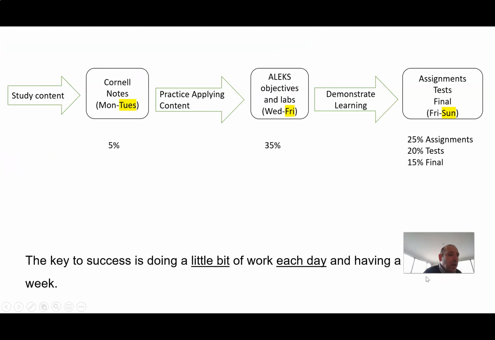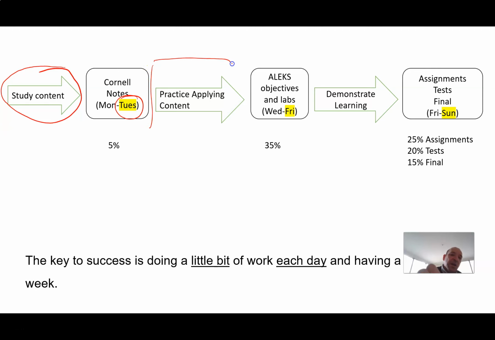So basically how the modules are built up is that at the first part of the week, you're going to study content, which means you're going to read the book and watch video lectures, and make notes on that stuff. And then those notes are submitted by midnight Tuesday, right?